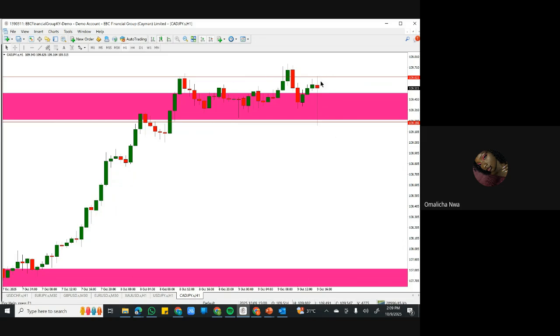Now let's see this particular candlestick on a 5 minute time frame or 15 minutes time frame so that you will see.